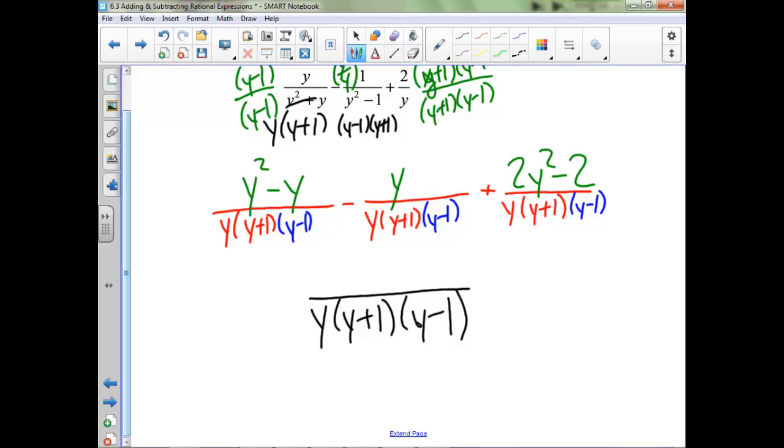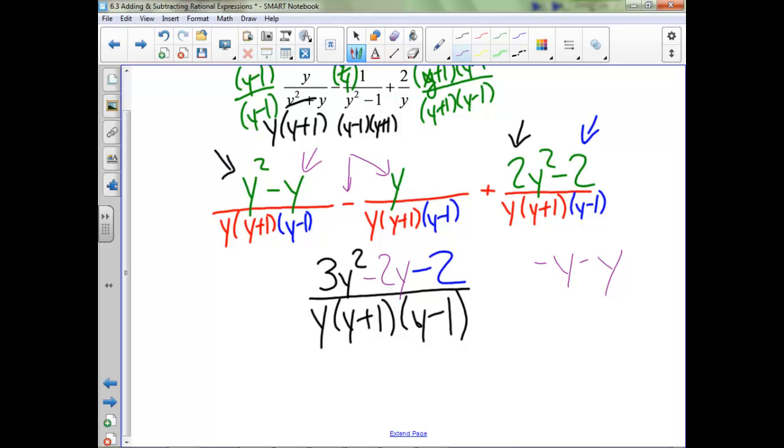Y squareds, we have a y squared plus a 2y squared, so we'll have 3y squared. As far as the y's, we'll have a negative y minus y, so we'll have a negative 2y. And then we are left with this negative 2, so we'll have a minus 2. And that does not factor. So this is our answer.